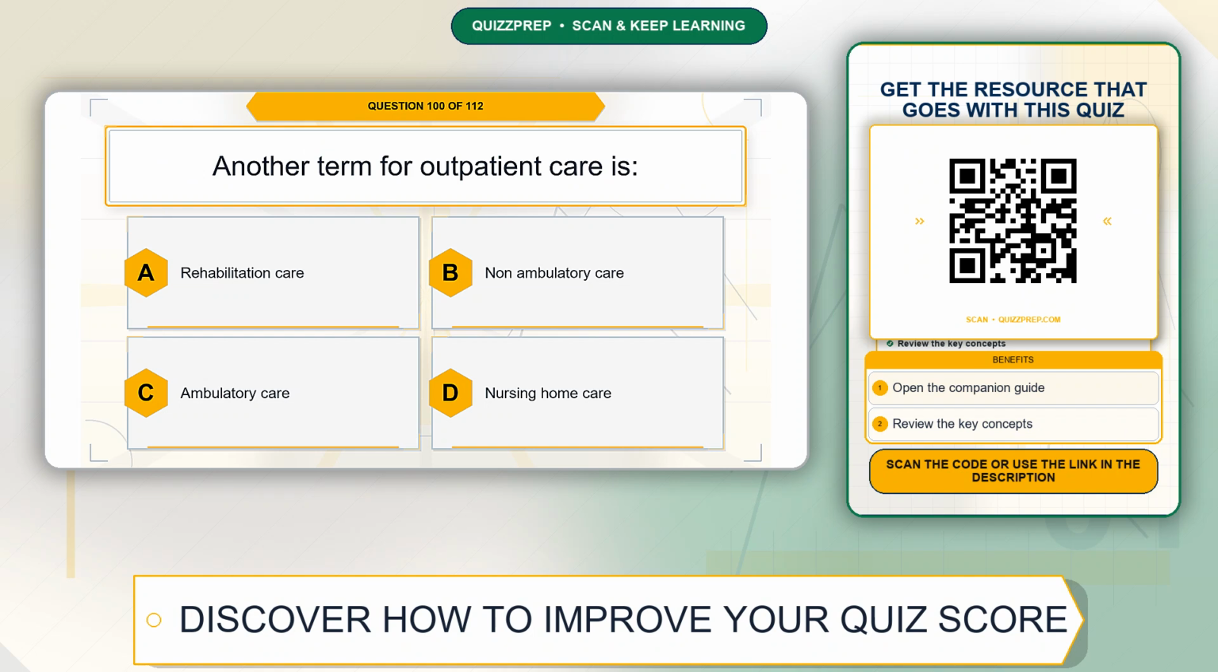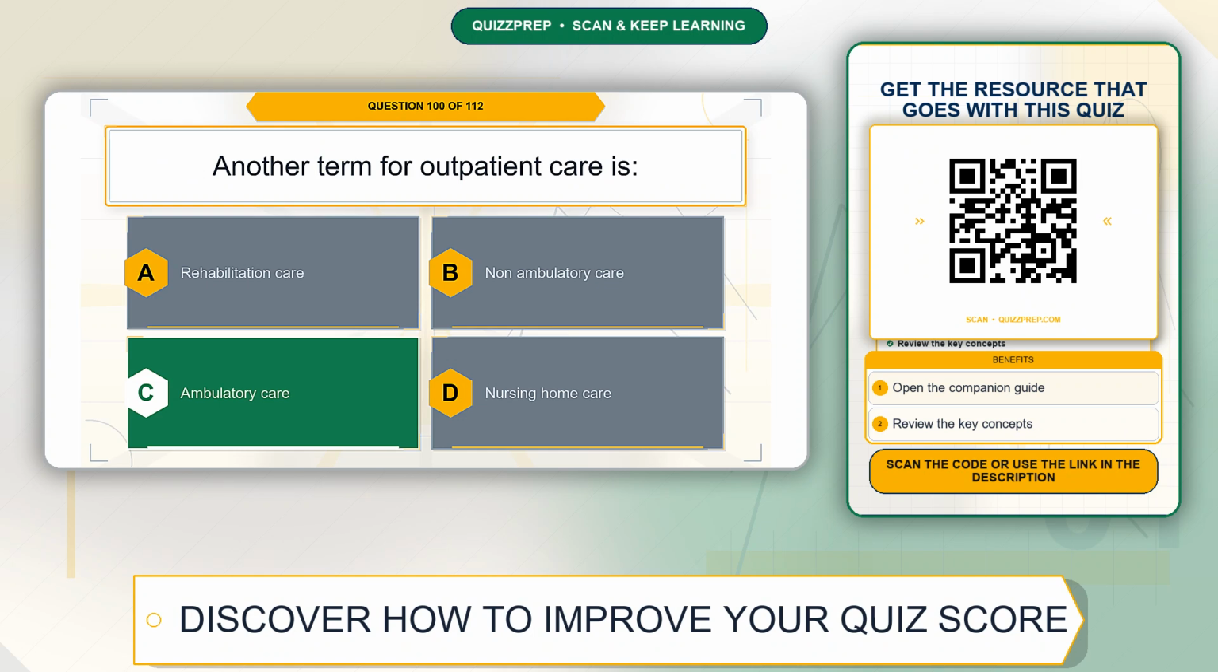Question 100. Another term for outpatient care is: Option A, rehabilitation care. Option B, non-ambulatory care. Option C, ambulatory care. Option D, nursing home care. The correct answer is option C, ambulatory care.